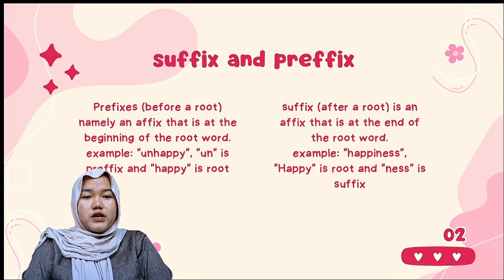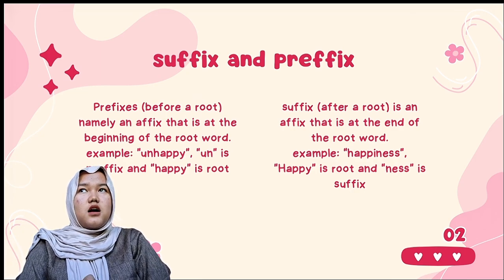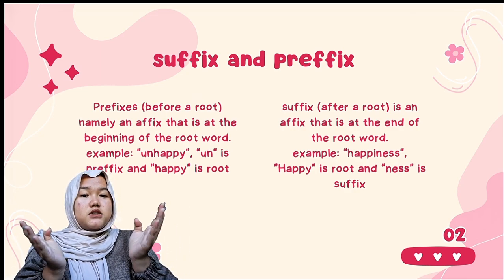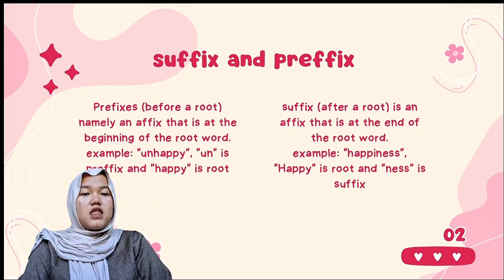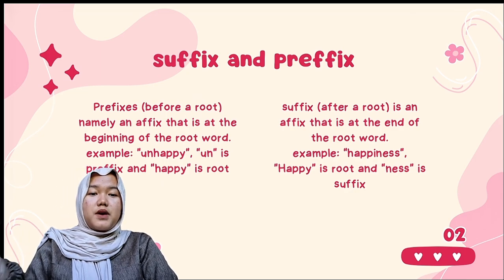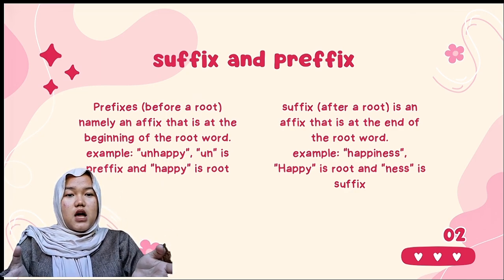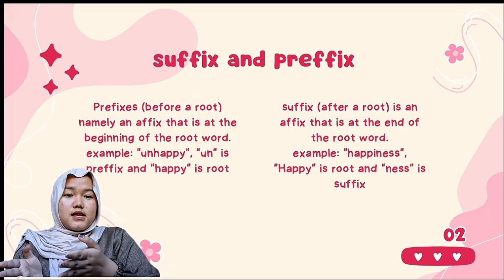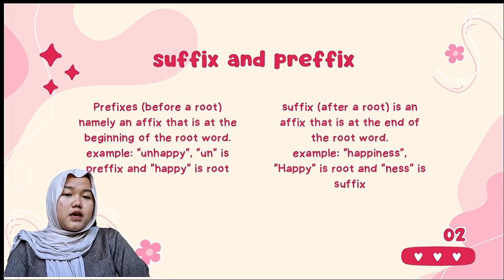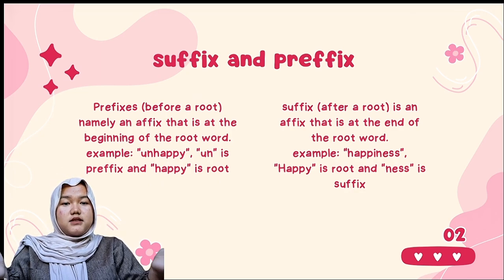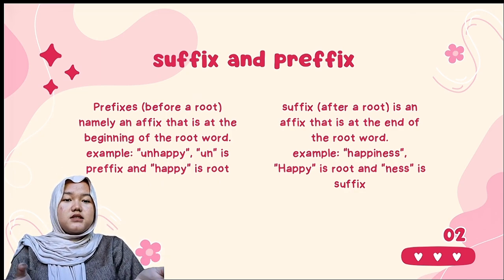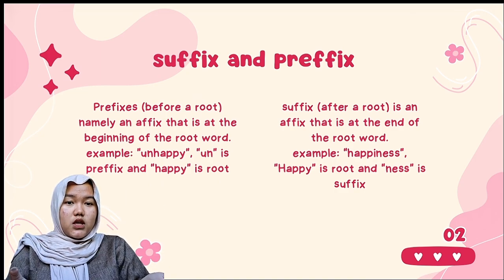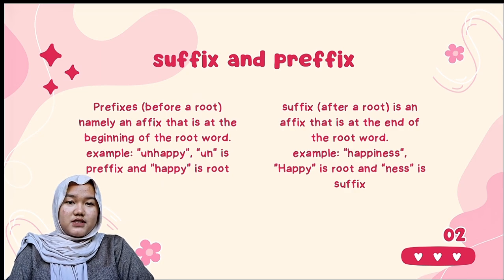So, a prefix is an affix that comes at the beginning of a base word, and a suffix is an affix that comes at the end of a base word. Example of a prefix: unhappy, where un is the prefix and happy is the root. Next example, suffix: happiness, where happy is the root and ness is the suffix.